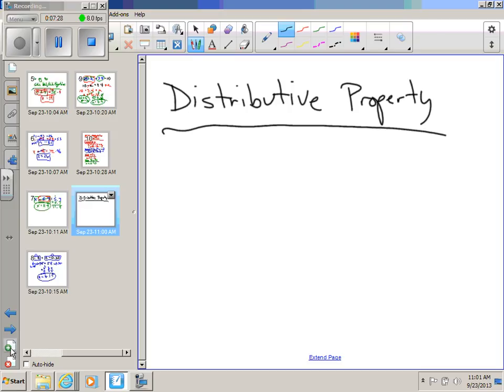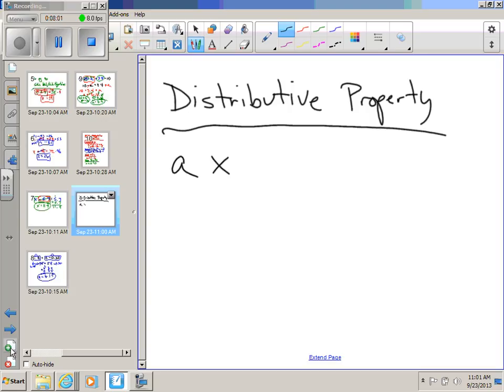Now listen as I read the definition. The product of a factor and a sum or difference equals the sum or difference of the products. What? The product of a factor and a sum or difference equals the sum or difference of the products. Well, based on the definition, without seeing anything, it's a little bit difficult, a little wordy.